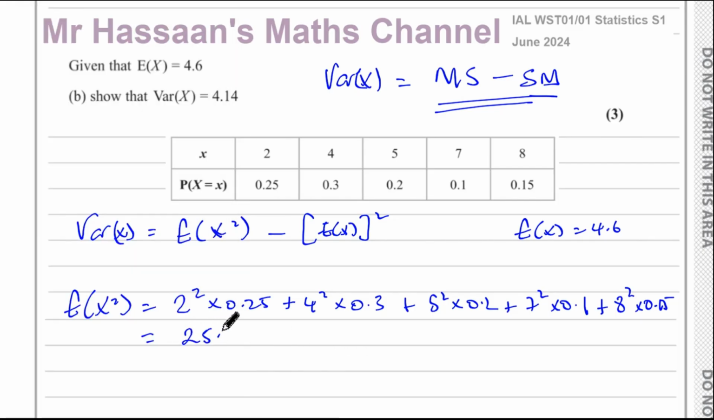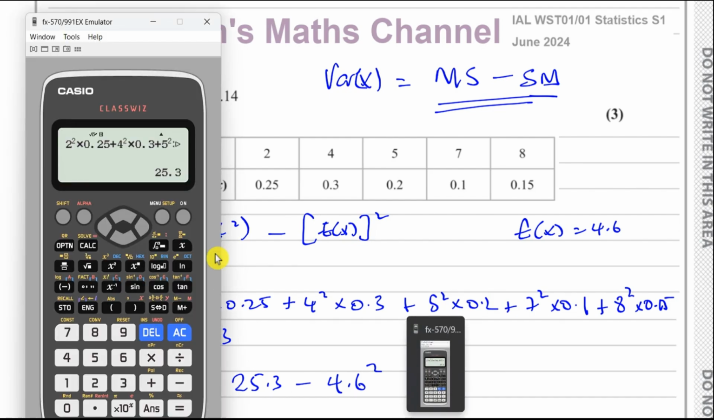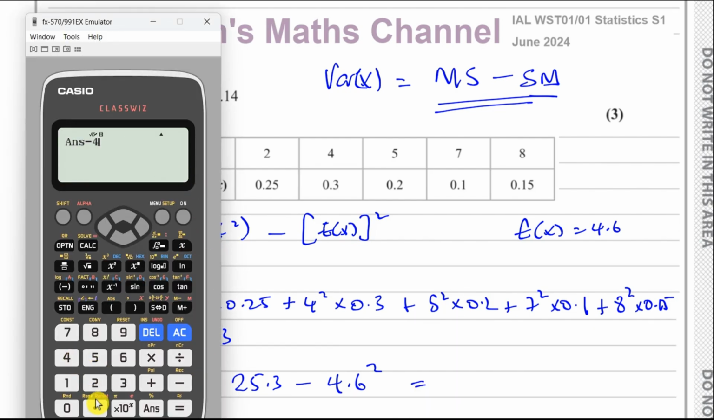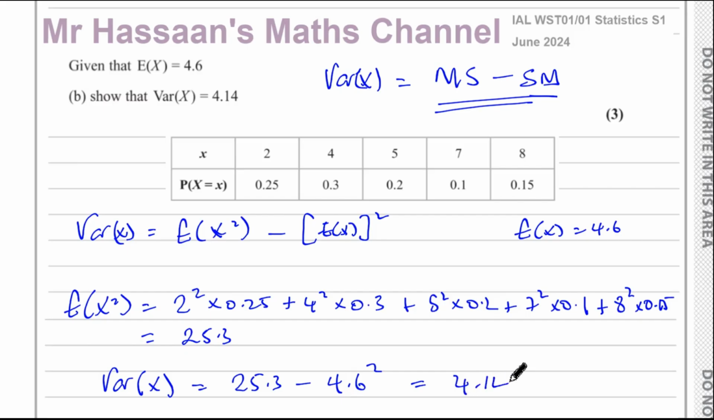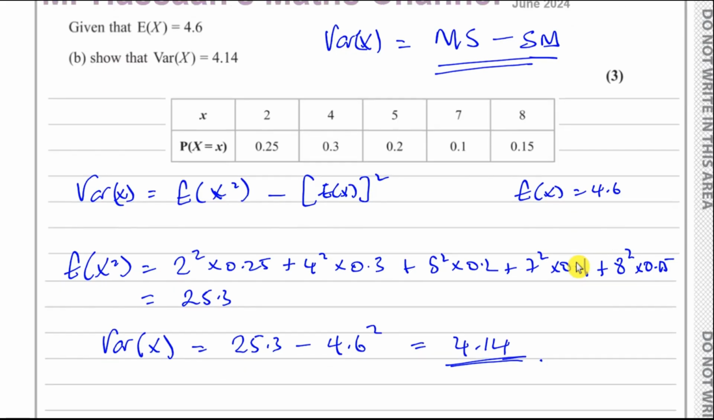That's 25.3. Now, we've got to show that the variance of x is equal to 4.14. So as I said, the variance of x is the mean of the squares, which is 25.3, minus the square of the mean, which is 4.6 squared. So hopefully this will give us the answer that we are looking for. 25.3 minus 4.6 squared gives us 4.14, which is exactly what we had to show. So there's the answer to part B of this question.